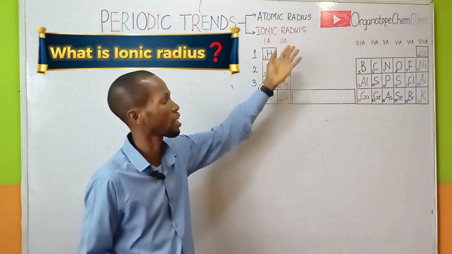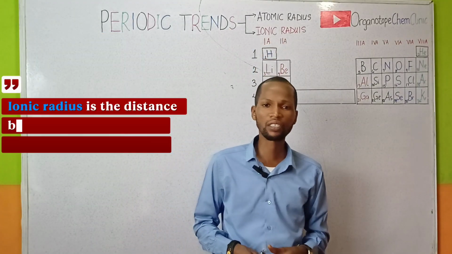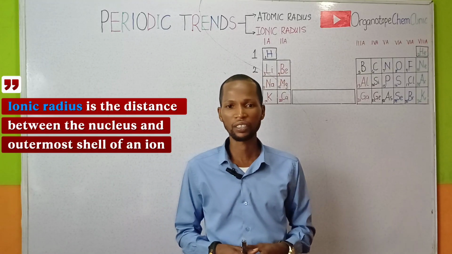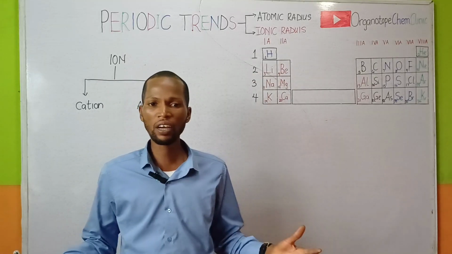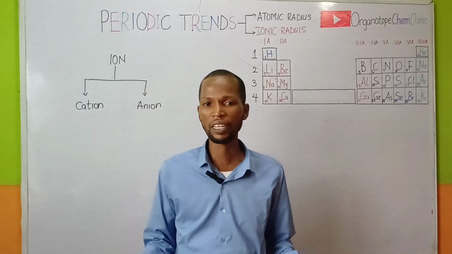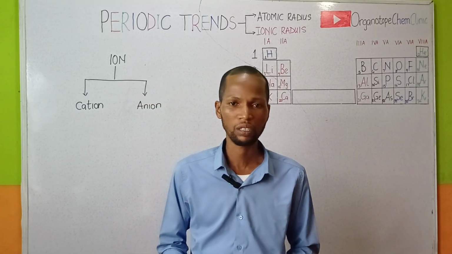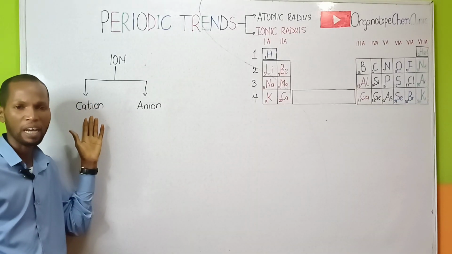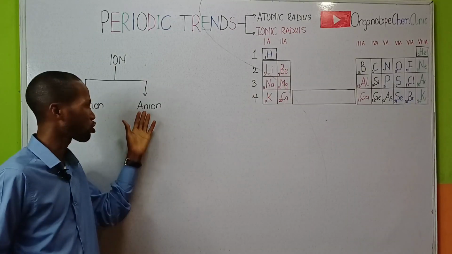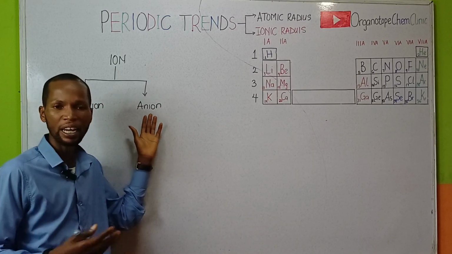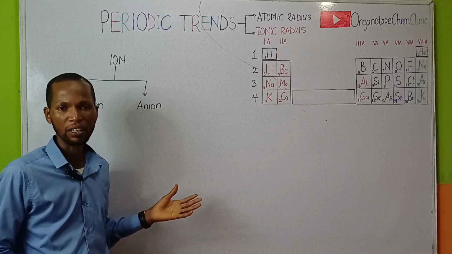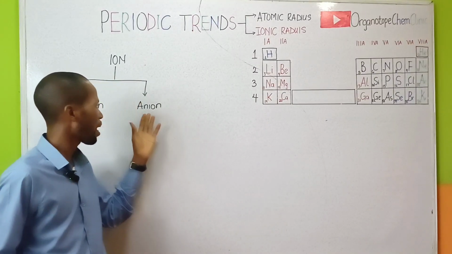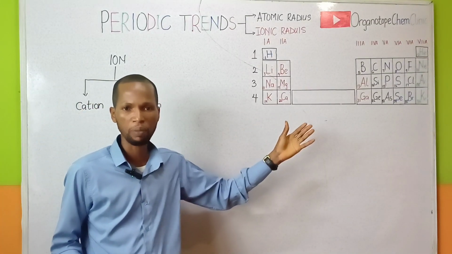Moving on, we consider the ionic radius. The ionic radius is the distance between the nucleus and the outermost shell of an ion. How are ions formed? Ions are formed when a neutral atom gains or loses electrons. When a neutral atom loses electrons, it becomes positively charged and is called a cation. When a neutral atom gains electrons, it becomes negatively charged and is called an anion. So cations are formed by metals, while anions are formed by non-metals.